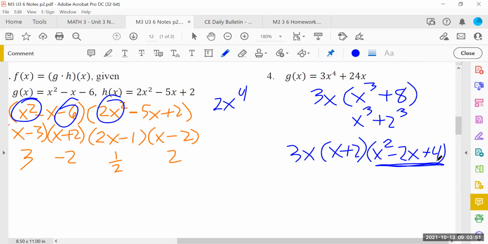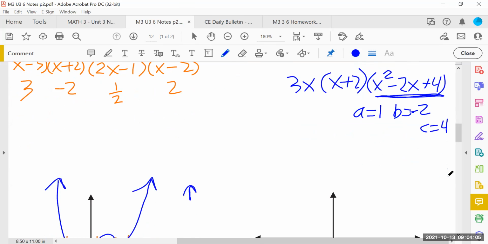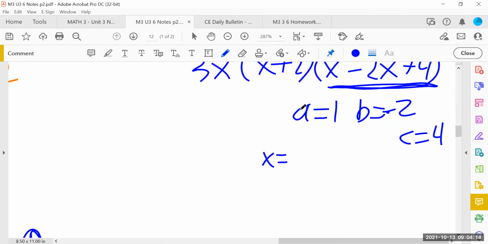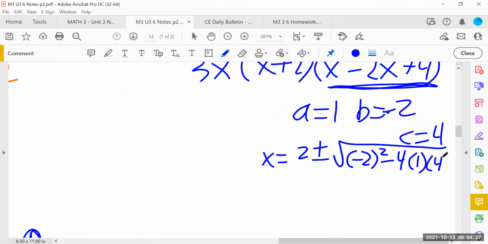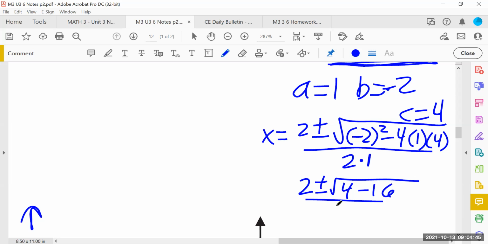So if I'm looking at this one, x squared minus 2x plus 4. All right, I'm going to do a is 1, b is -2, c is 4. x equals, try to make it nice and big for you guys to see, x equals minus b, so 2, plus or minus the square root of -2 squared minus 4 times 1 times 4, all divided by 2 times a, so 2 times 1. 2 plus or minus the square root of 4 minus 16 all over 2. 4 minus 16 is going to equal -12.